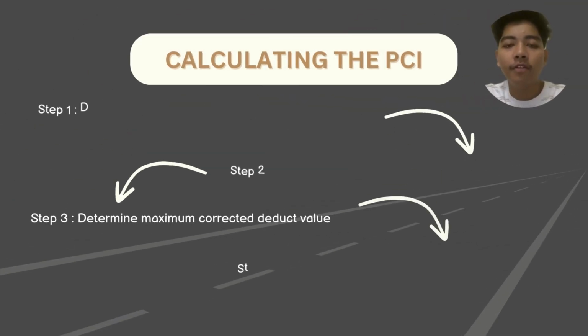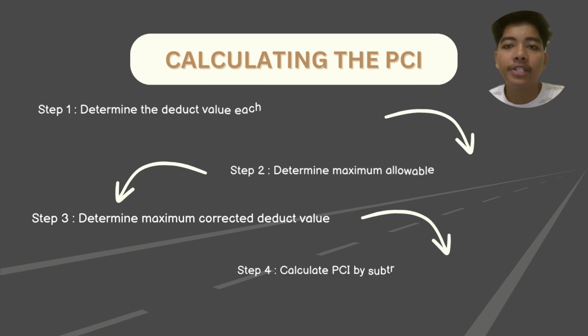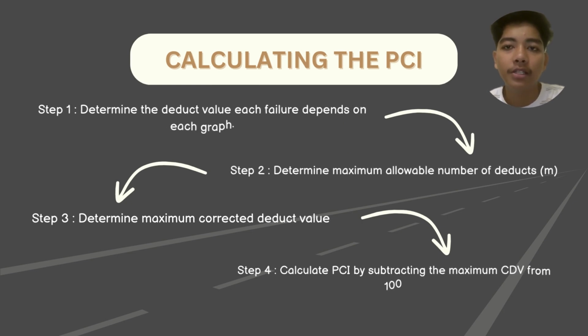So the steps for calculating the PCI: step 1 is to determine the deduct value for each failure depending on each graph. Step 2, determine the maximum allowable number of deducts. Step 3, determine the maximum corrected deduct value. And the last step is to calculate the PCI by subtracting the maximum CDV from 100.